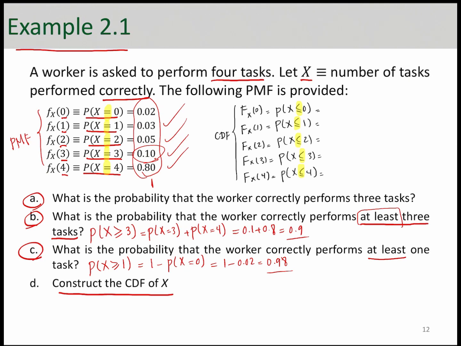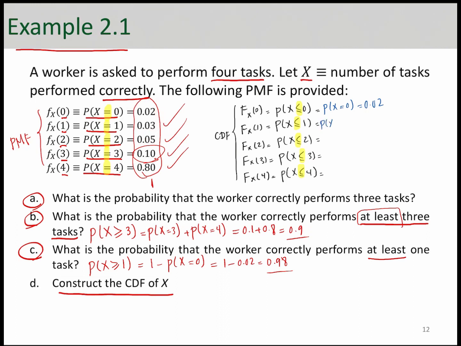Therefore, we just need to add up the correct values of PMF. For the first one, probability of X less than or equal to 0 is the same as probability of X equals 0 because there is no other value of this random variable below 0. So that is 0.02. But starting from the second one, probability of X less than or equal to 1, that is the addition of these two, right?